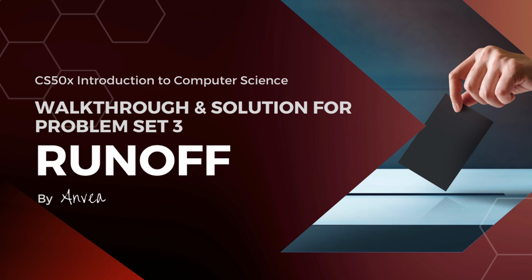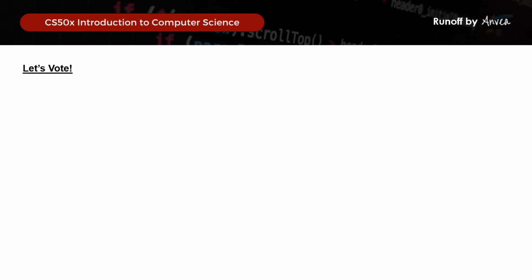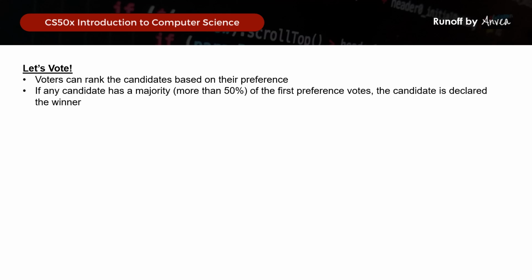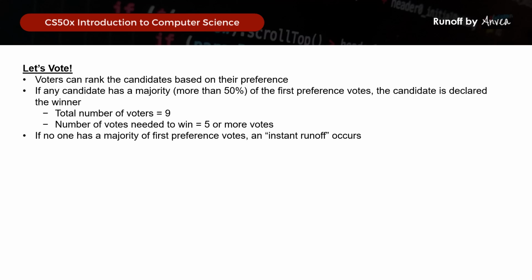Everyone, so for today we'll be working on the solution for problem set 3, which is runoff. In this problem set, each voter gets to rank candidates based on their preference. If any candidate has a majority, that is more than 50% of the first preference votes, that candidate is declared the winner. For example, if there are 9 voters, the number of votes needed to win is 5 or more votes. If no one has the majority of first preference votes, a runoff occurs.